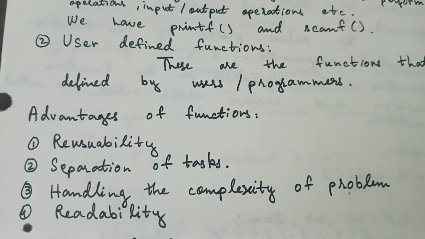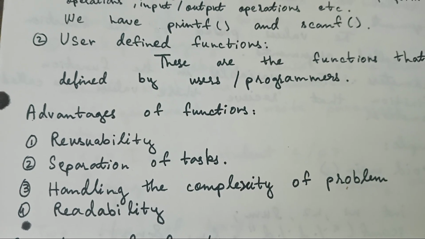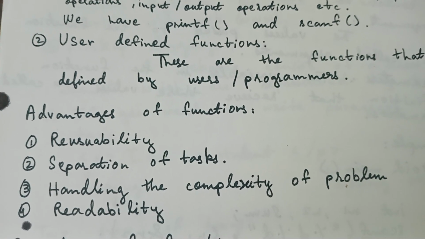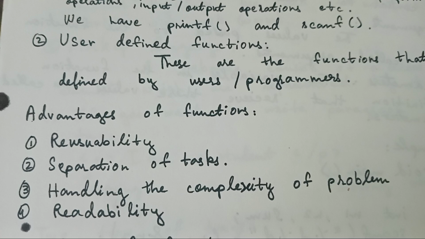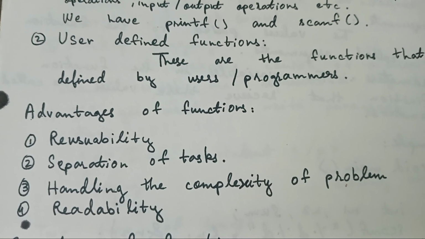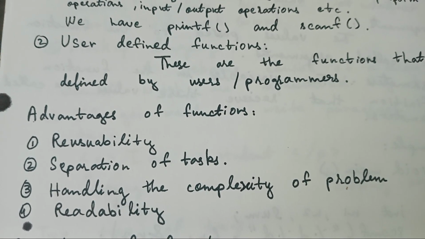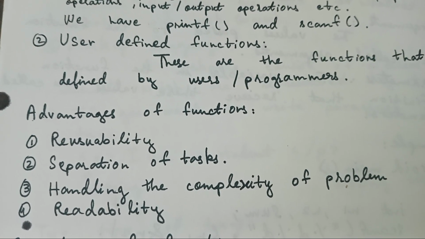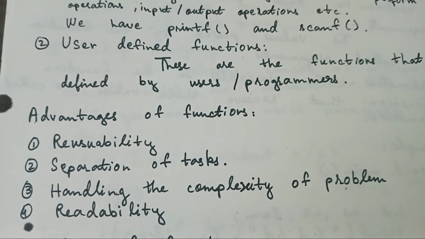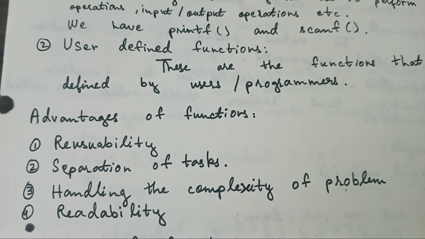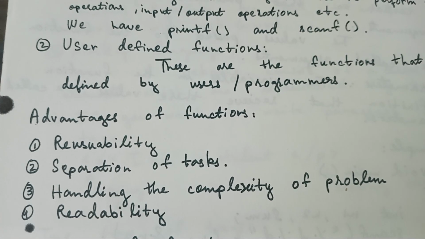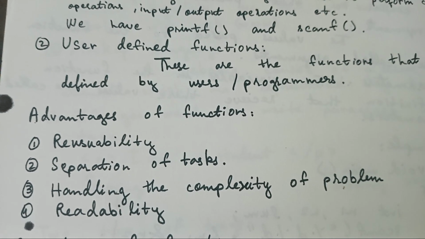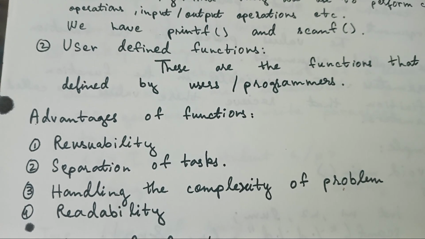And the second one is the separation of tasks. It means functions allow us to separate the code of one task from the code of other tasks. We just need to focus on one single function, right? So that is the second advantage of a function. The third one is handling the complexity of the problem. It means you divide the program into smaller units, and thus it reduces the complexity of the problem, right? So that is the third advantage of a function.